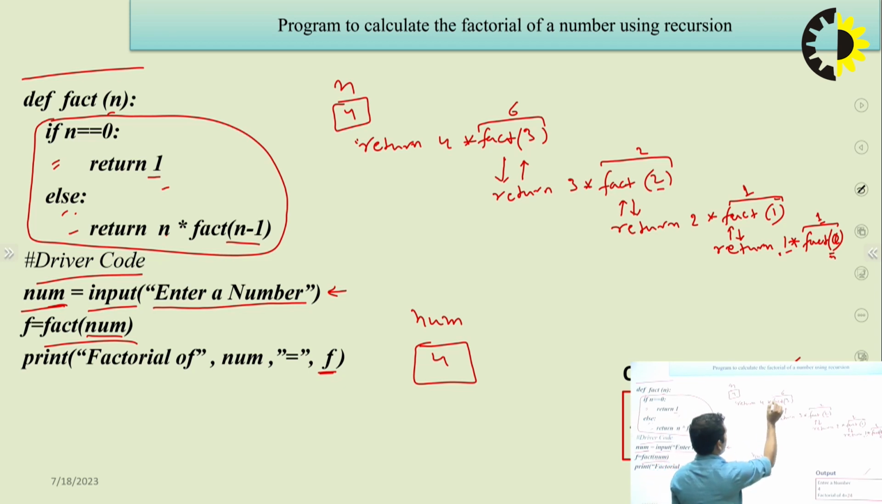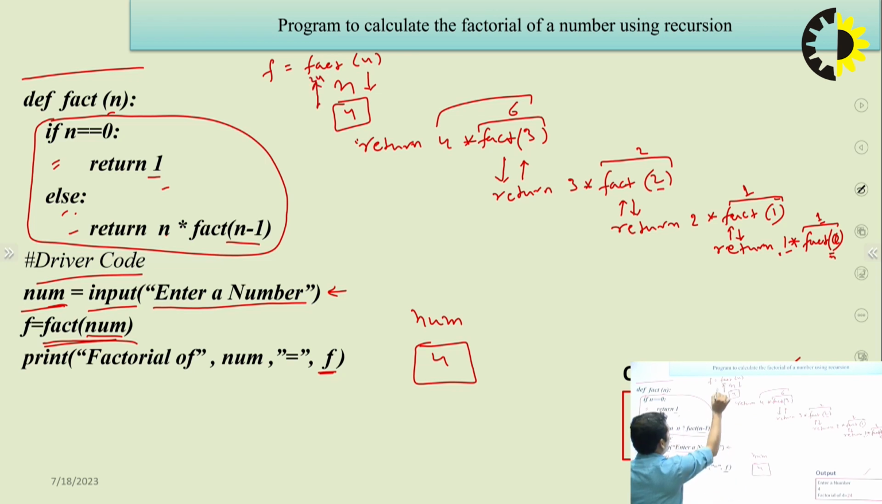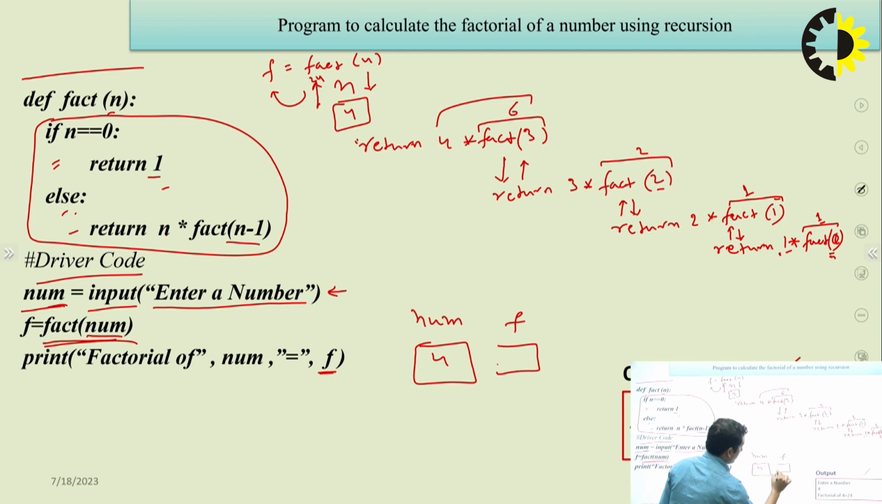Now, 4 into 6, that is 24. We called this from here, the first time call f equal fact(4). So 4 into 6, that is 24, and we will receive 24 in the variable f. Now we print factorial of num, factorial of 4 equals the value of f, which is 24. So we will get 24.